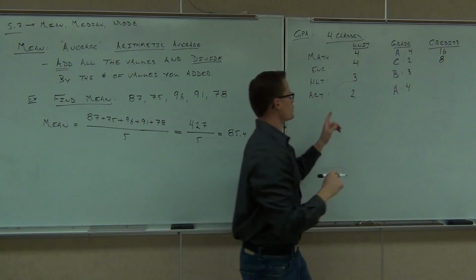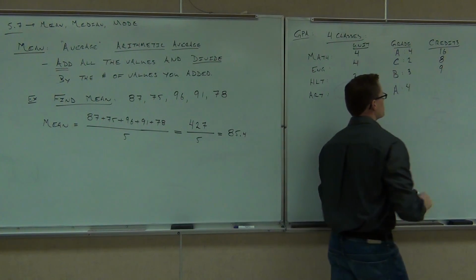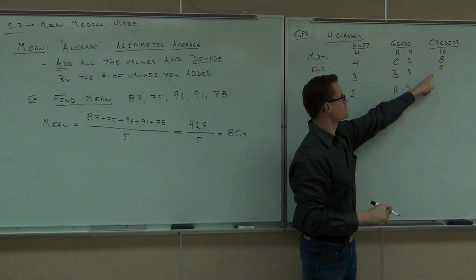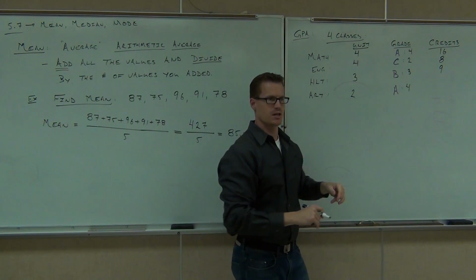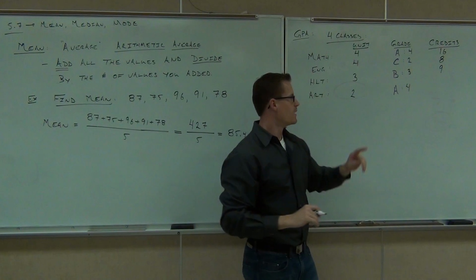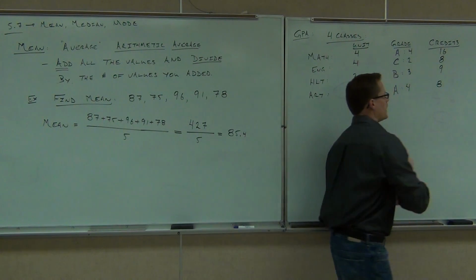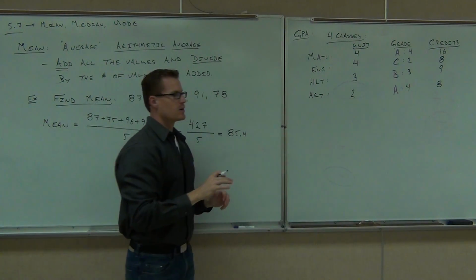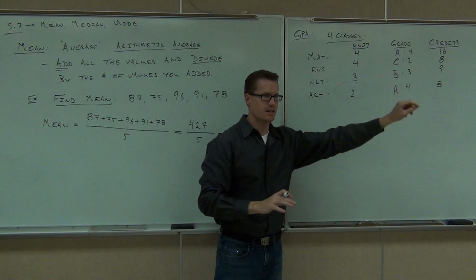How many credits did your health class give you? 9. Notice how you get more credits for your health class than you did for your English class, even though it was worth less units because your grade was better. Interesting, isn't it? That's how it affects your GPA. Your art class, how much? 8. So your 2-unit art class, when you get an A in it, counts GPA-wise as a 4-unit English class with a C in it.